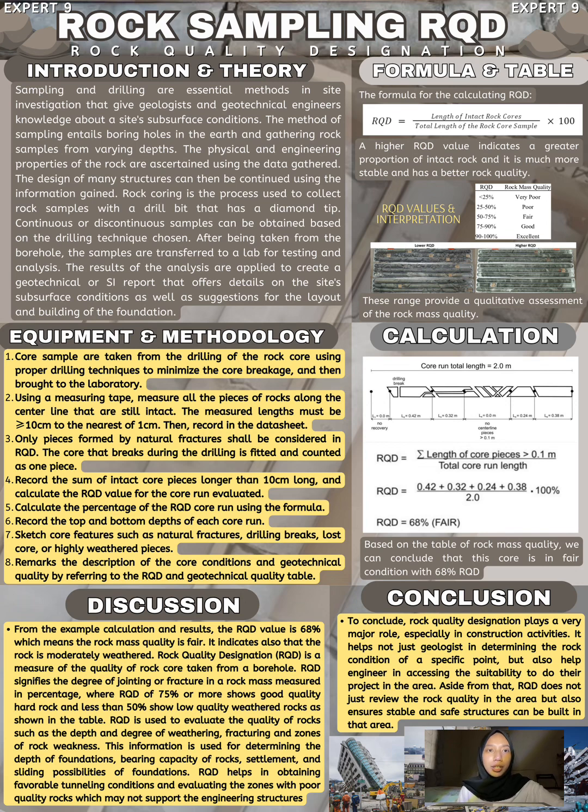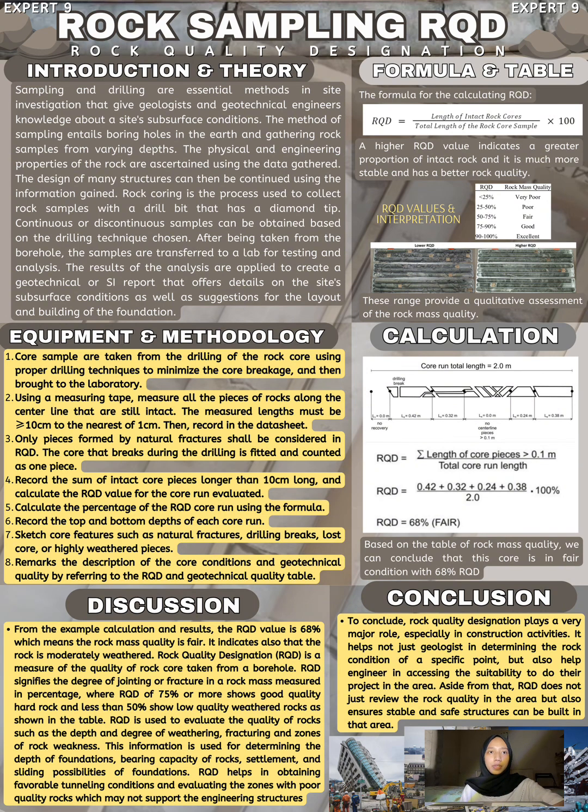Next, for the equipment and methodology, first, core samples are taken from the drilling of the rock core using proper drilling technique to minimize the core breakage and then brought to the lab. And then using a measuring tape, measure all the pieces of rock along the center line that are still intact. The measured length must be greater than 10 cm, to the nearest 1 cm. Then record in the datasheet.